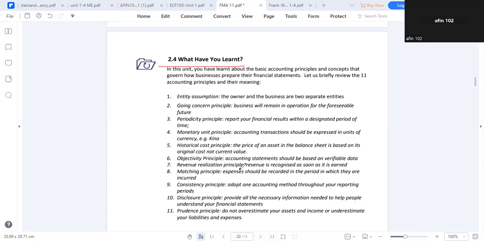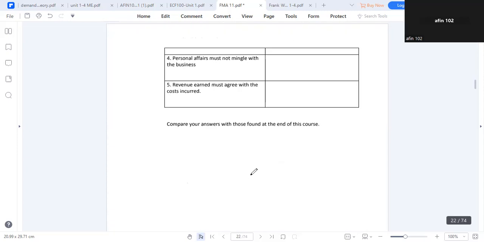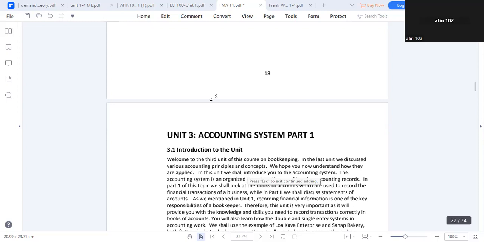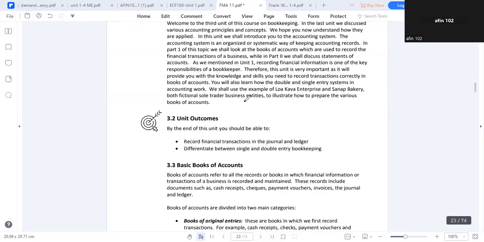Revenue realization means record as soon as revenue is earned. Matching principle, expenses should be recorded in the period in which they were incurred. Consistency, you must adopt one accounting method throughout the year. Disclosure principle, provide all necessary information to help understand financial statements. Prudence principle, do not overstate your assets or understate your expenses. So this is what our unit 2 was all about. Are we following? Let's go to unit 3. So it becomes denser as we go down there.